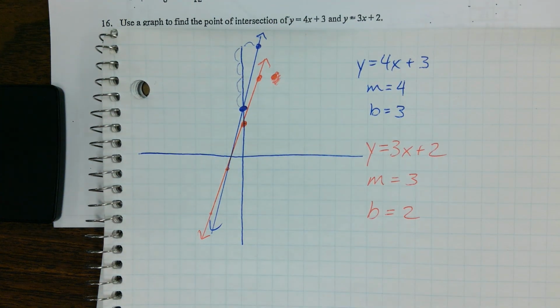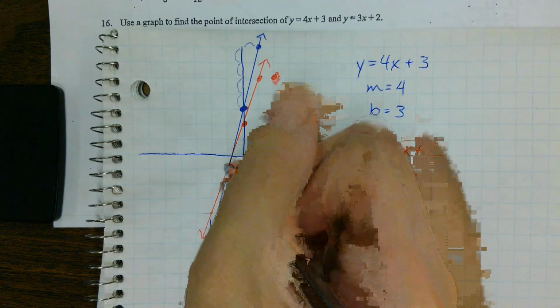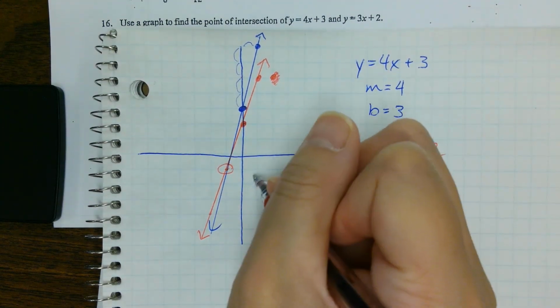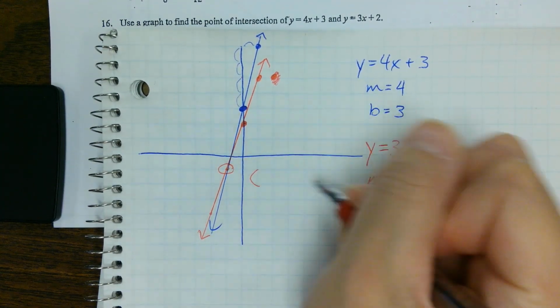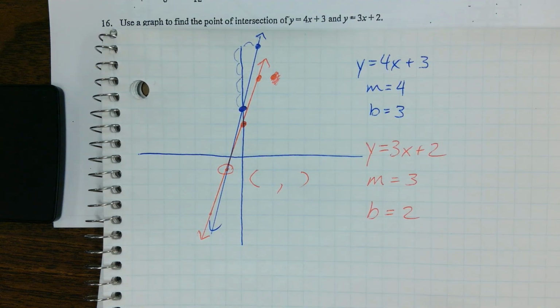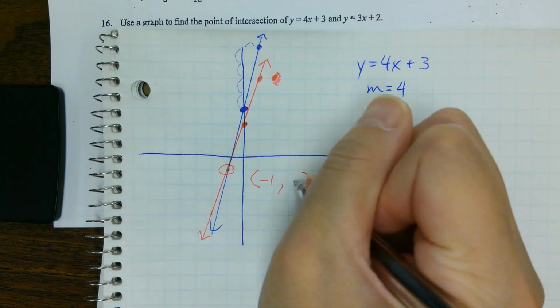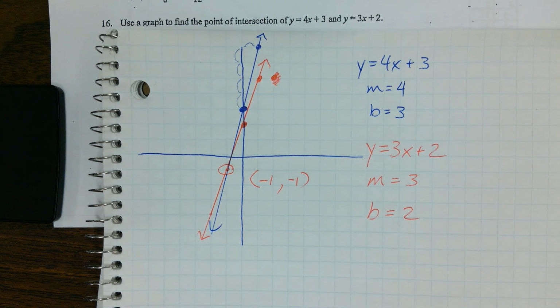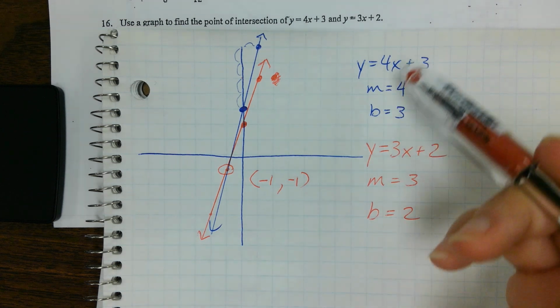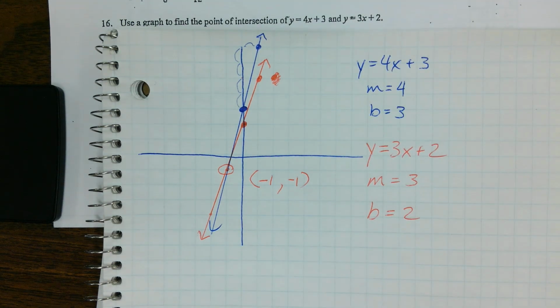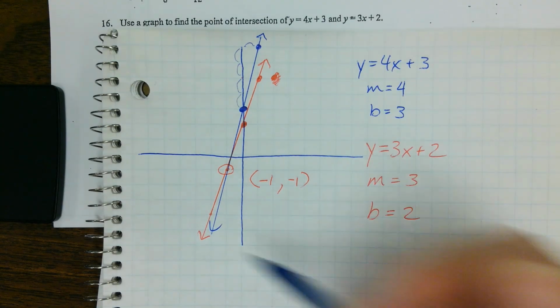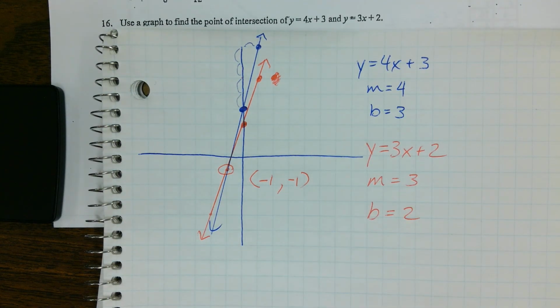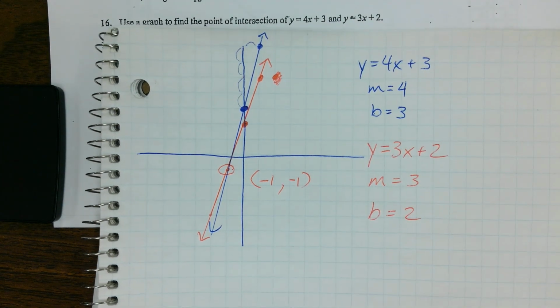And where did they cross? -1, -1. Remember, it's an intersection point, and so your final answer should be in the form of a point. -1, -1. Okay. In grade 10, you would solve this using a mathematical process. Grade 9, you solve it by graphing only. Chapter 1 of grade 10 is basically this.